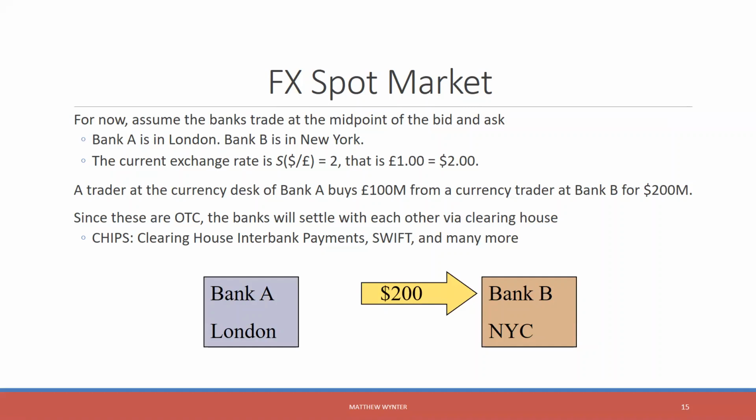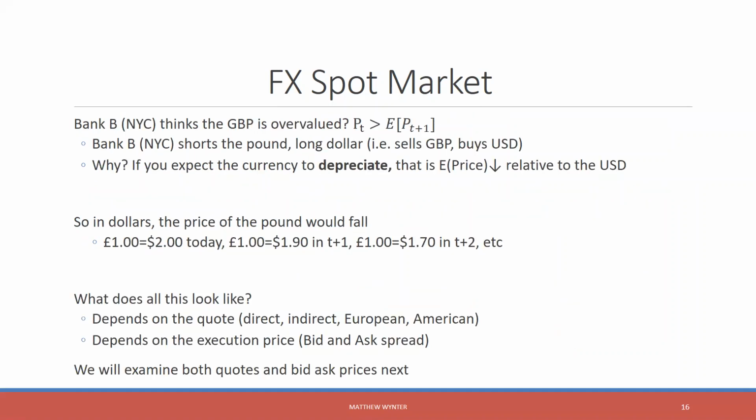Bank A sends 200 million dollars over. Bank B sends over 100 million pounds. Okay, so Bank B thinks that the pound is overvalued. What did Bank B do? Bank B shorts the pound and longs the dollar. They sell the pound, they buy the USD.